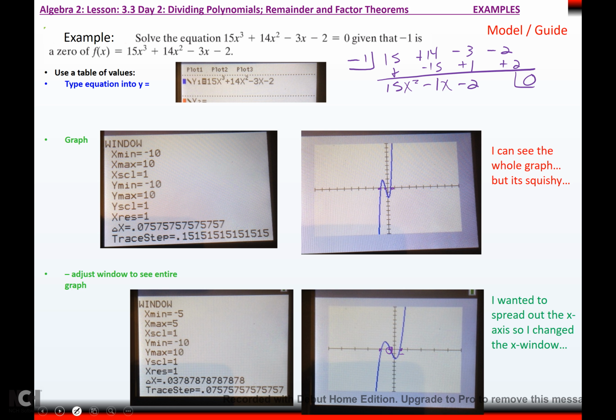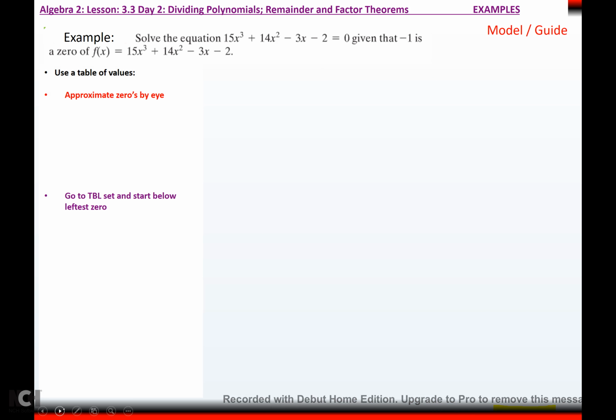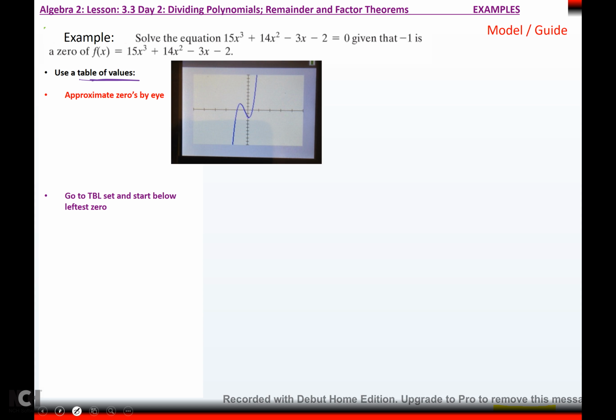Let's see. Okay, so now I can use a table of values. Oh, that's what I was going to show you. You can do it by calculating zeros, or you can use a table of values. This is on many exams. They want to know that you know this principle. So if I look at a table of values, I'm approximating by eye. I can see one for sure is at -1. It looks like there's one between 0 and -1. And this one is between 0 and 1, obviously.